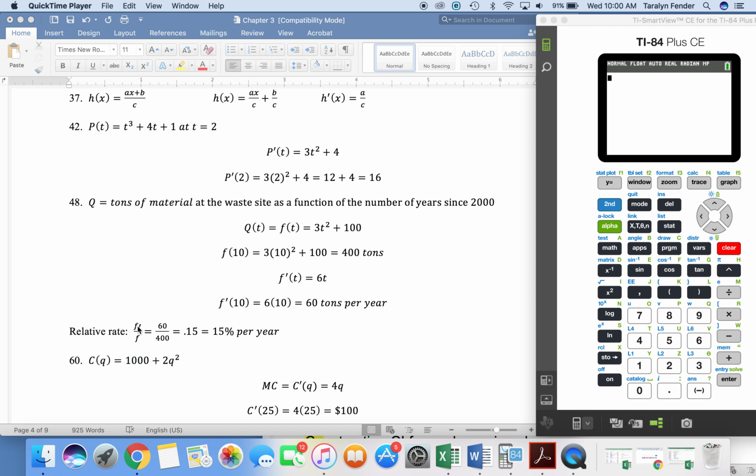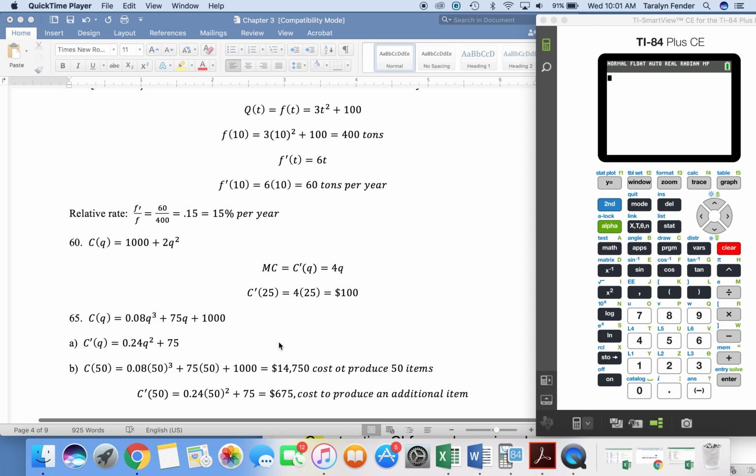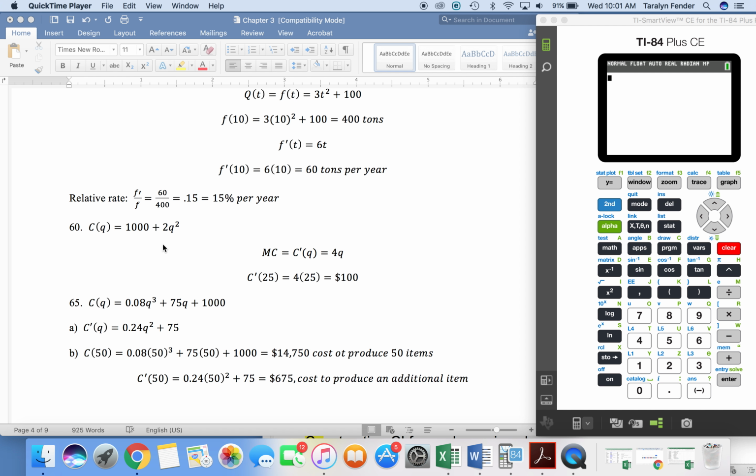And to find the relative rate, you take f prime divided by f. So f prime was 60. The function evaluated at 10 was 400, and you divide that and you get 0.15, which is 15% per year. And here is another one, marginal cost. If this is the cost, then the marginal cost is 2 times 2, which is 4q. So the marginal cost at 25 would be 4 times 25, or 100. So my cost is increasing $100 per unit.